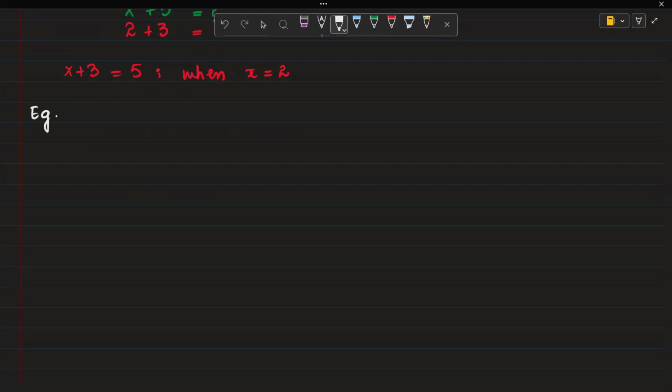Example 2. You have 5 minus p. You have to find the value of 5 minus p when p is equal to 12. What will you do? Instead of 5, you write 5. Instead of minus, you write minus. Instead of p, you write 12. What is 5 minus 12? It is negative 7. So 5 minus p is equal to negative 7 when p is equal to 12.